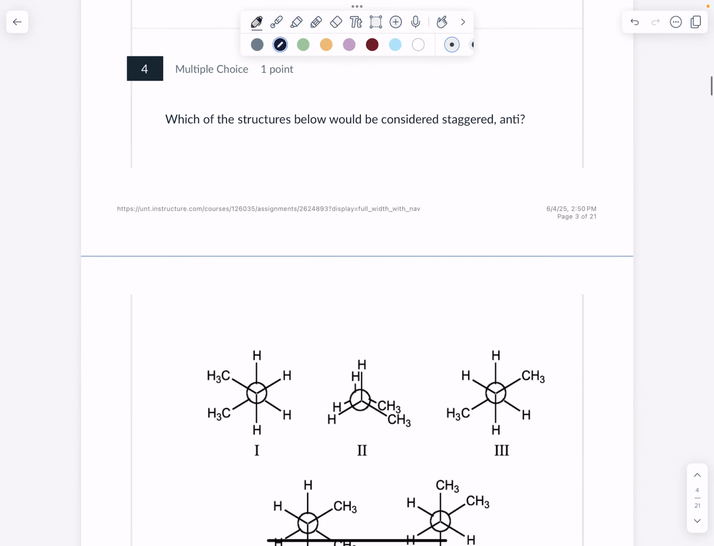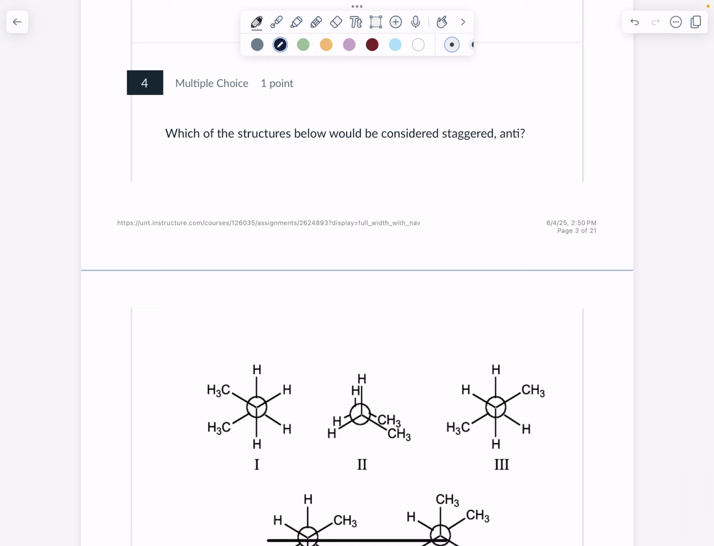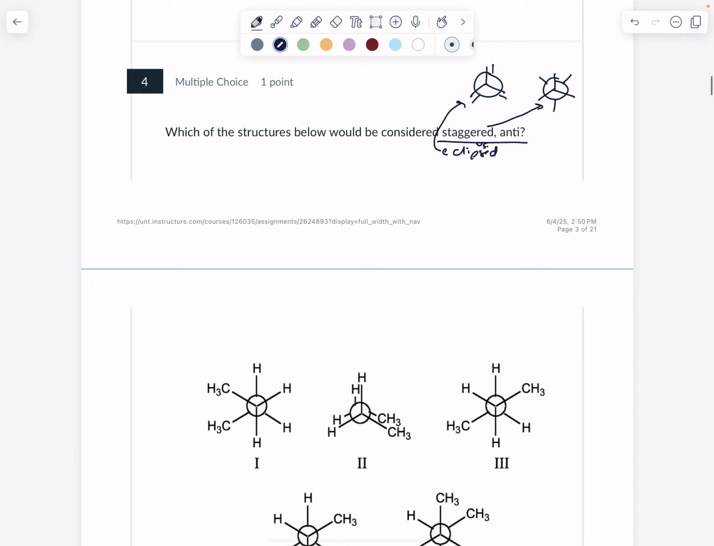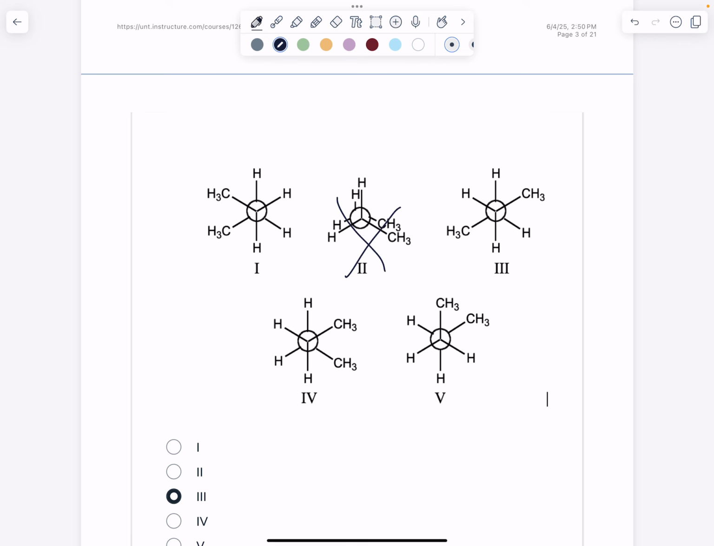Okay, next question. Which of these structures below would be considered staggered anti? So there's eclipsed in a Newman projection. It looks like this, where the two carbons are sitting sort of on top of each other. Whereas there's eclipsed versus staggered. Eclipsed is where you have them like this, and staggered is where all the carbons are opposite each other, so you can see each one. So based on just that, I'm eliminating option 2.